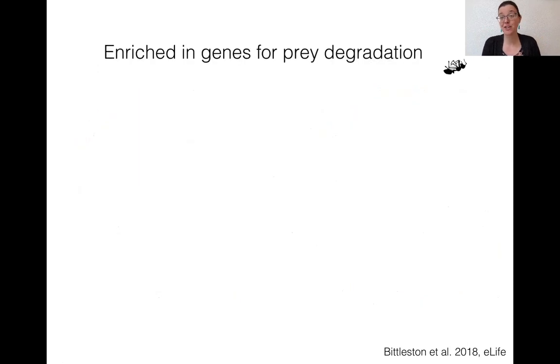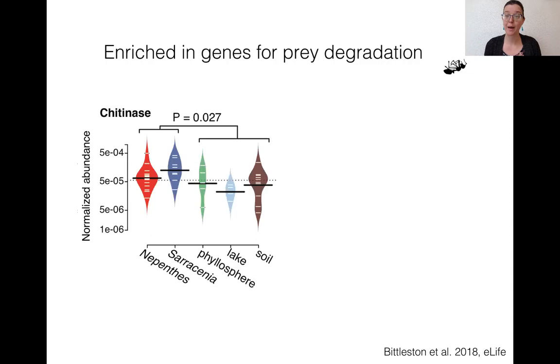We wanted to know about function. And so looking at these metagenomes that we had, we hypothesized that pitcher plants would be enriched in genes for prey degradation. And in particular, I'm going to show you our data for chitinases, which are the enzymes that break down chitin, which is the main component of the insect exoskeleton. We hypothesized that chitinases would be enriched in pitcher plants as compared with other published metagenomes from other habitats. So from phyllosphere, which was leaf surface, lakes, or soils.